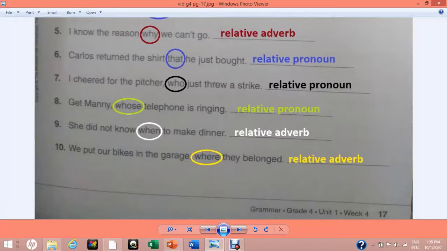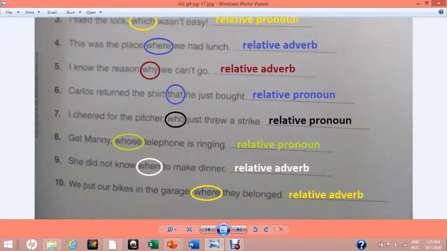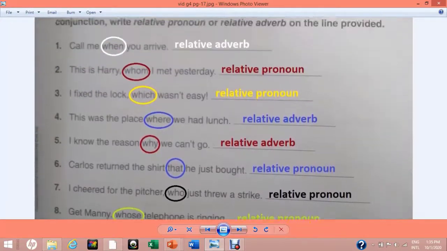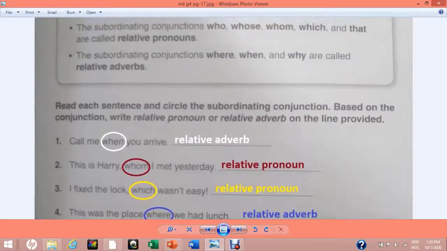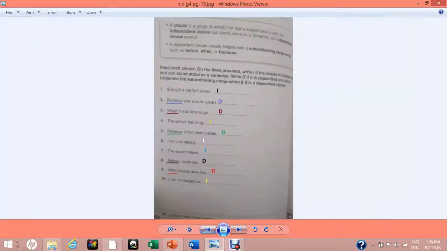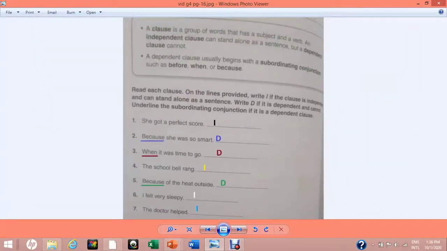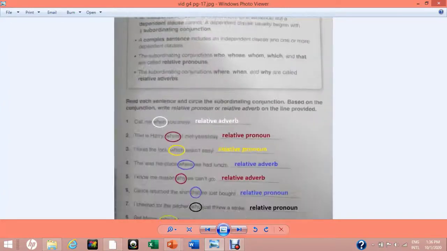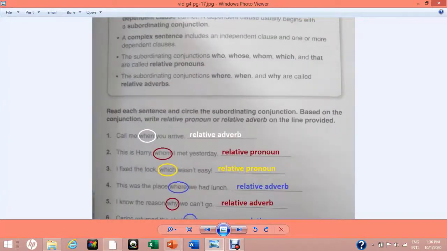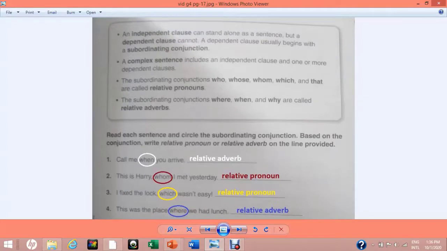My dear students, so far we have completed our two exercises about clauses and complex sentences. I will repeat. A clause is a group of words that has a subject and a verb. An independent clause can stand alone as a sentence, but a dependent clause cannot. On the other hand, a complex sentence is actually a combination of an independent clause and one or more dependent clauses.